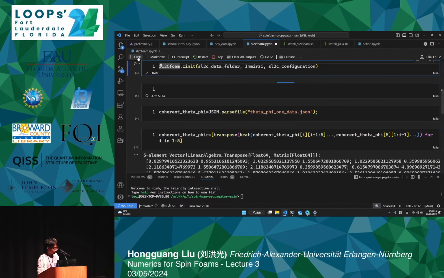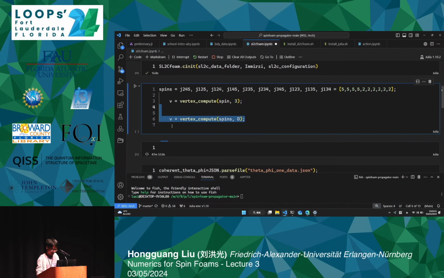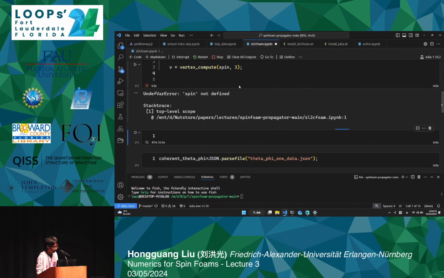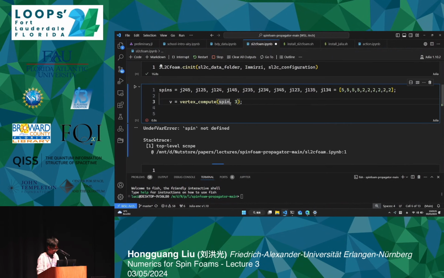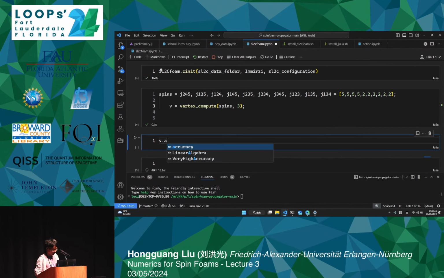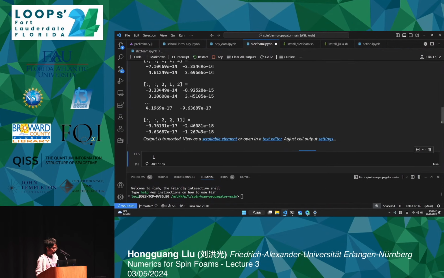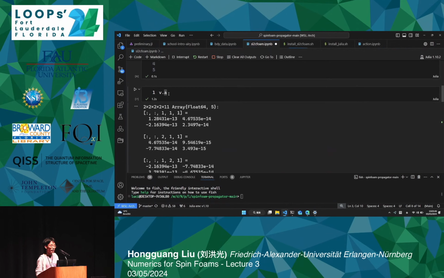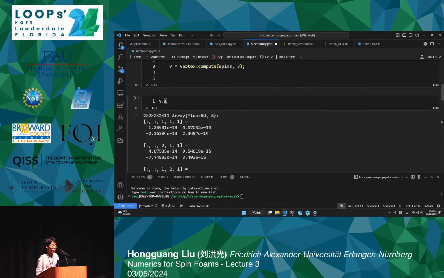Sometimes it's, let's do some tricks. Spins. You see it's very fast because I already ran it. It will automatically cache every result you run. Because I only give the spins, I don't give the intertwiner, this will give the amplitude for all possible intertwiners. And A is the amplitude. You see it's a matrix, with all the intertwiners in all the intertwiner space.